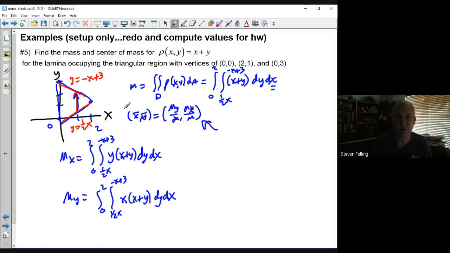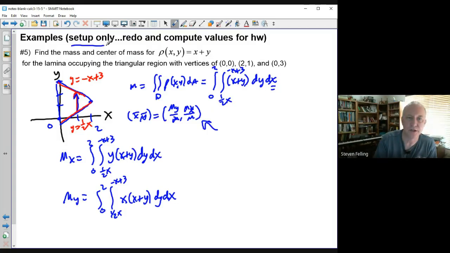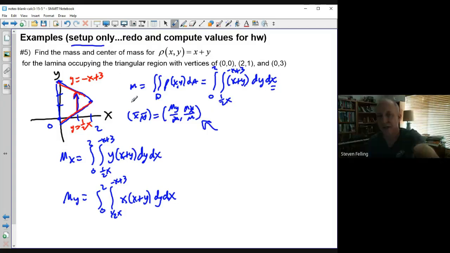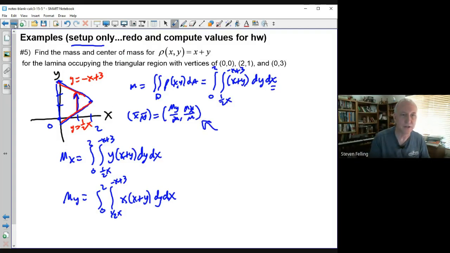Okay, so I'll just redo the setup. I'm going to ask you tonight to just not look at this except to check your answers, but try it again and then check to see your setup is right, and then go ahead and compute what these values are. And I think these would be really easy to integrate. But all right, let's do another setup.